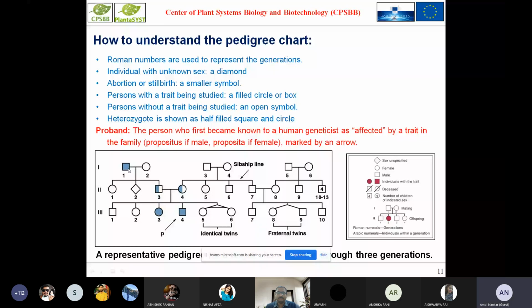Okay. So basically, this is the marriage line, this is a sibship line, and this is a proband here. That allows us to understand how we can calculate the pedigree. So just know this: this is generation number 1, 2, 3, and these Arabic numbers indicate individuals within a generation.